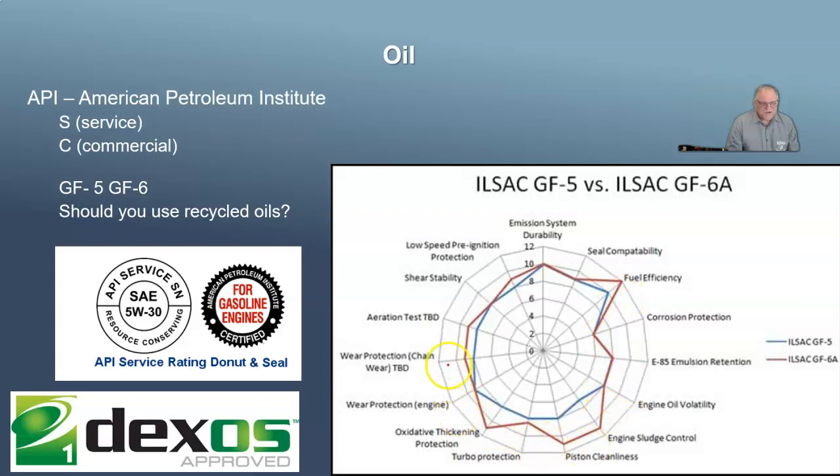Corrosion protection, emulsion, volatility. So here's all the different things. You can pause it and look around at what they're putting into the oils, the additives, and what they're actually trying to achieve. Also wanted to talk about GM's Dexos.